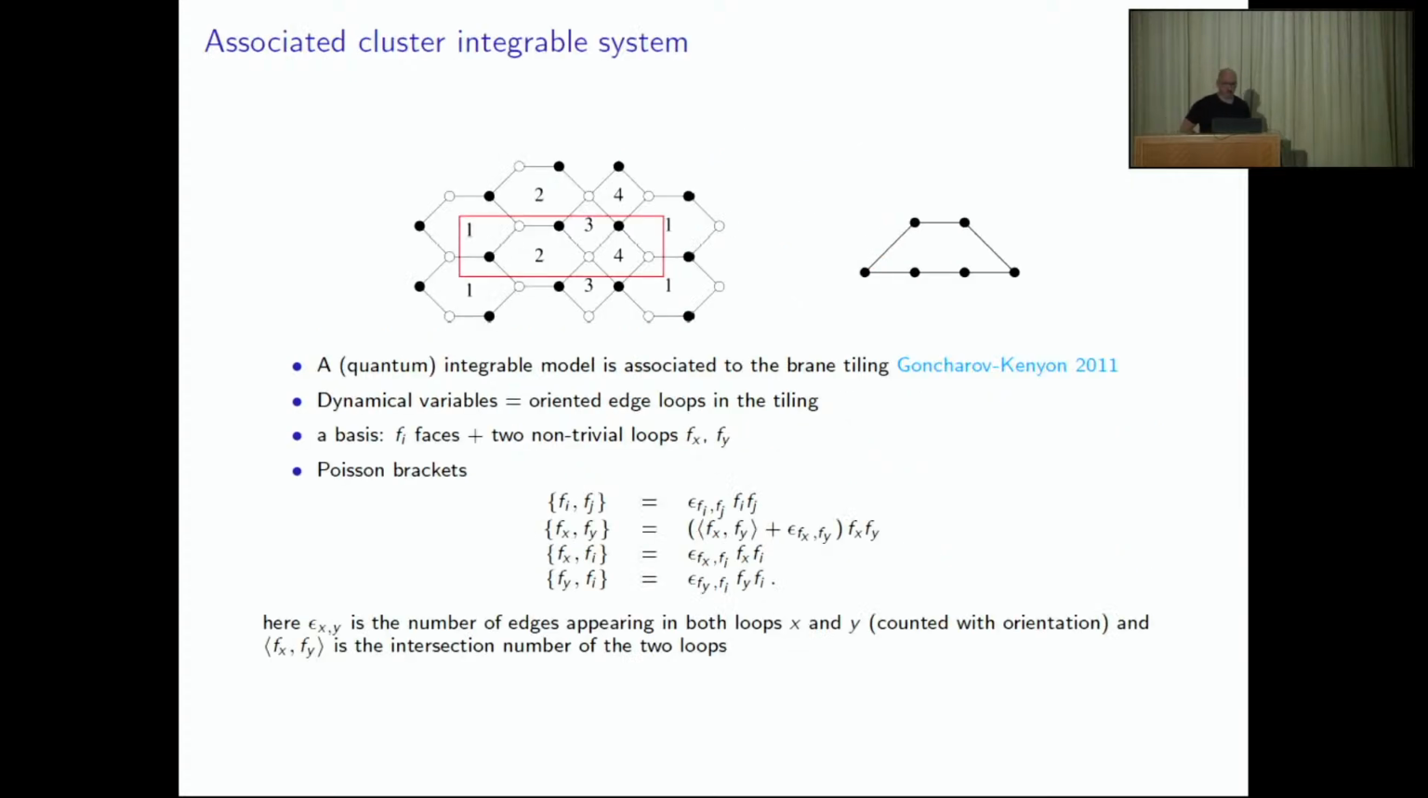All right, so about 10 years ago, Goncharov and Kenyon told us that there is a corresponding quantum integrable model to almost every tiling, and the dynamical variables are oriented edge loops in the tiling. So for instance, this edge loop here. Or you can go around the face, so that's another edge loop, and that will be a dynamical variable in your system. So these face edge loops are denoted by F_i. These form a basis for all the dynamical variables. And in the Goncharov and Kenyon story, they satisfy quadratic Poisson brackets. This can be quantized. Unfortunately for us, for the string sigma model, we don't get quadratic Poisson brackets. For the string in AdS3, I'm not going to talk about that, but these are quartic brackets that we are interested in.